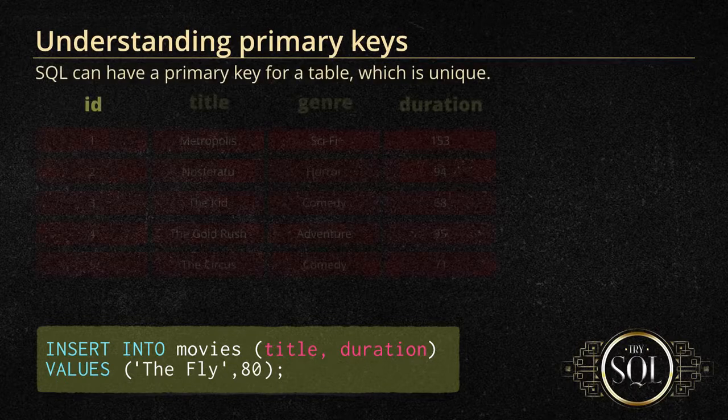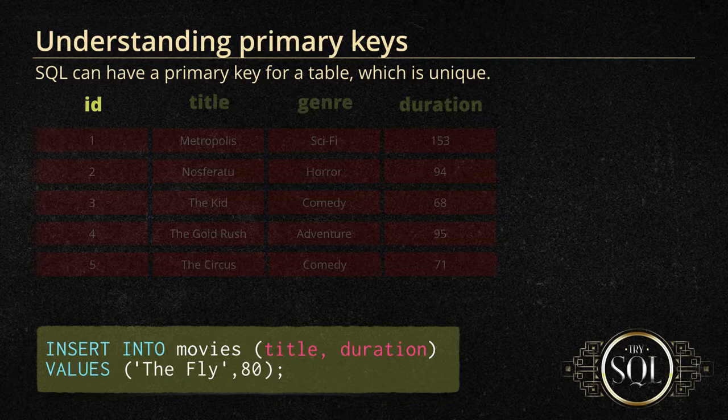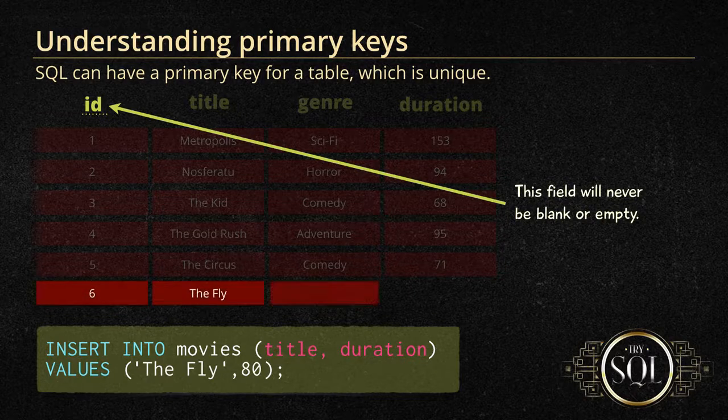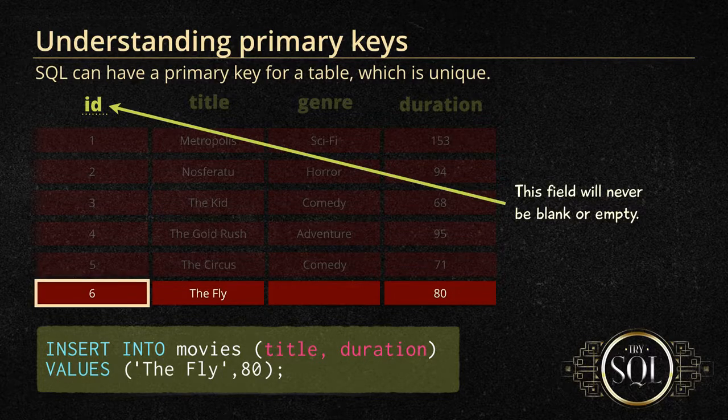So this ID column over here is serving as what's known as our primary key. Basically, a primary key is a unique column, meaning that every record in that column has a distinct value from all other present values. This field will never be blank or empty. Our movies table happens to use a numerical primary key. But how did the ID column get that value of 6 for the new row?